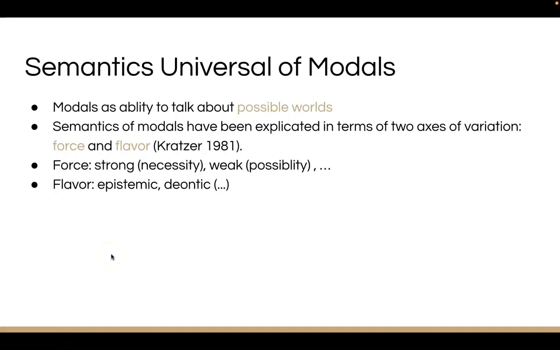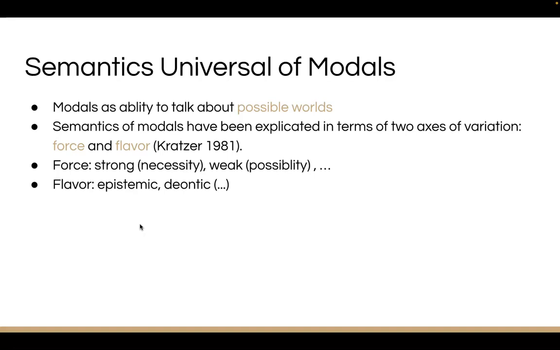So, what are modals? Semanticists use the term modal to refer to an ability to talk about possible worlds. A typical example would be must in English. Kratzer has broken down the meaning of modals into two axes, force and flavor. Force is essentially quantifiers over possible worlds and has values such as strong, weak, etc. Since it's a quantifier, sometimes people use universal versus existential, or necessity versus possibility. Note that those terms are basically equivalent to each other.